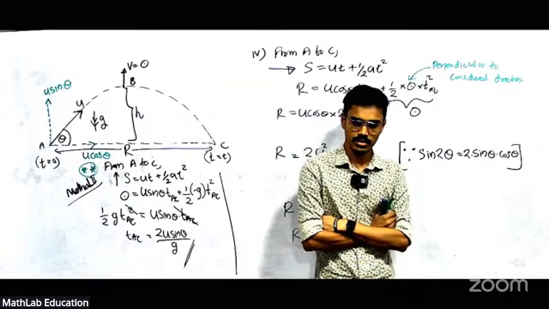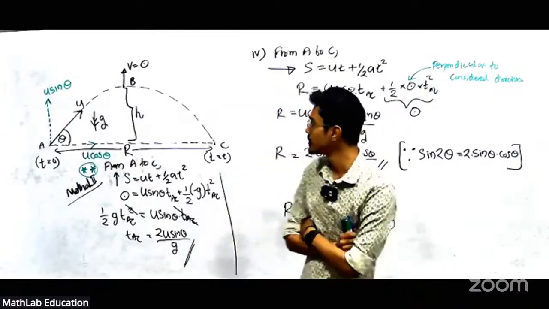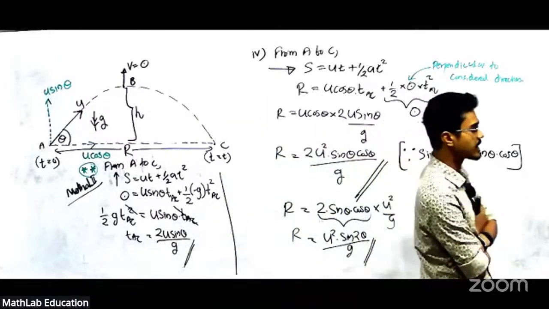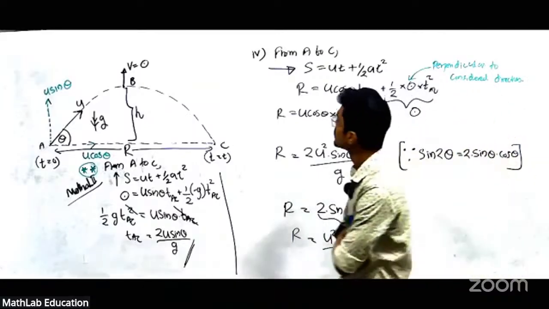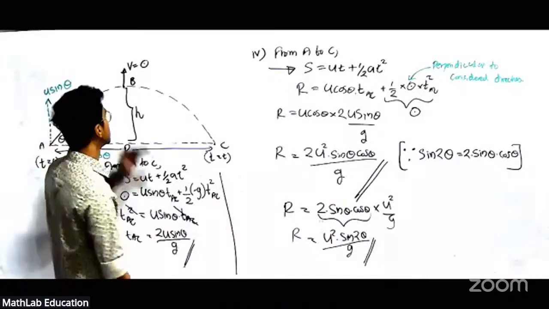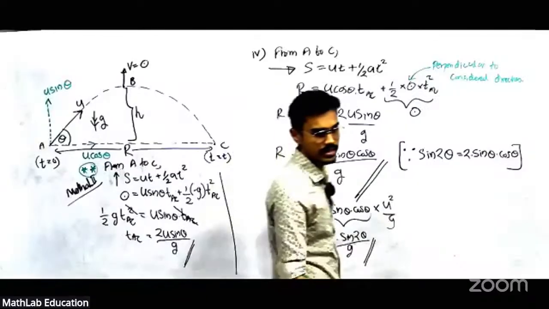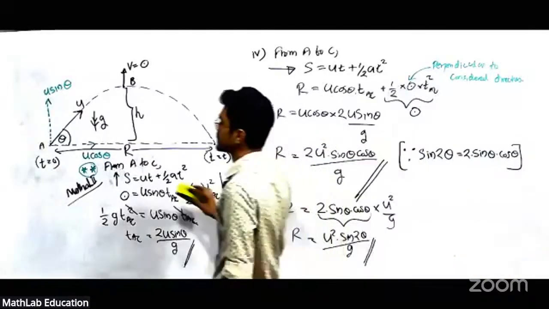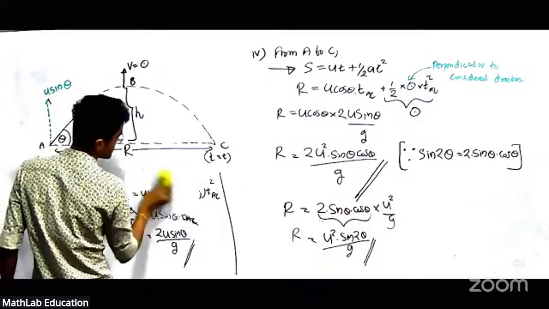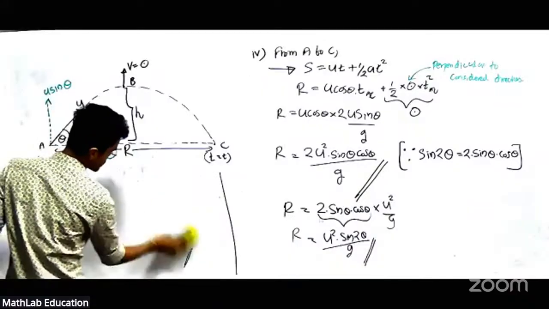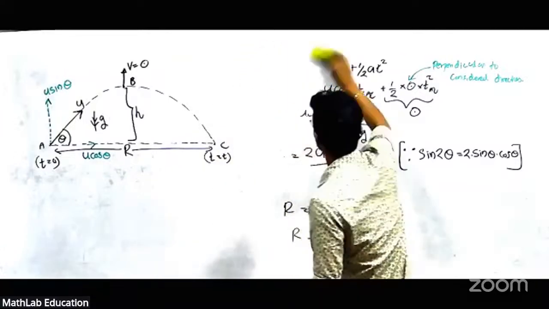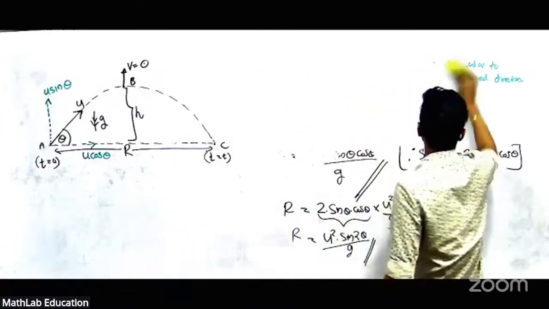Right? Part 5. Write down part 5. Determine horizontal velocities at points B and C. Give it a try. I need the horizontal velocities at B and C.